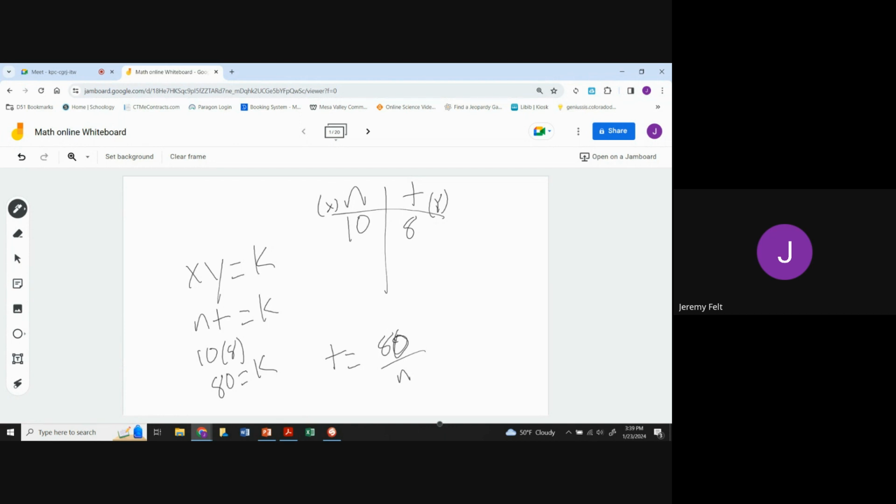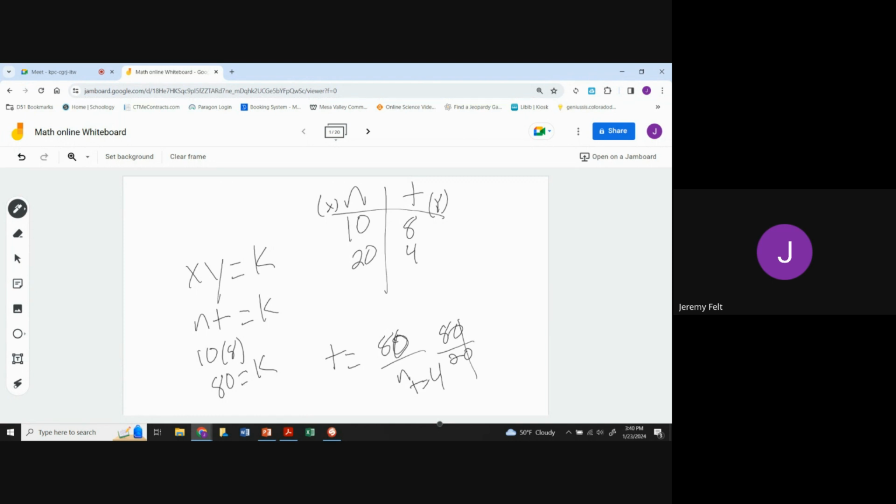And we want to know, what did it say? The number of robots goes up to 20. What's the time going to be? Well, let's put in 20 for n. 80 divided by 20, 8 divided by 2 is going to be 4. So t equals 4. So if we double the number of robots, then the time gets cut in half. So more robots, less time. Less robots, more time. More robots, less time. So that's our inverse relationship.